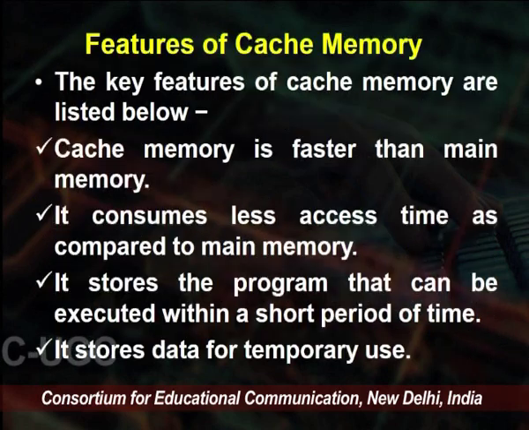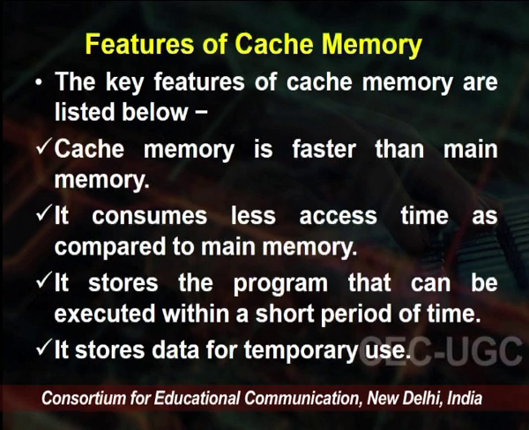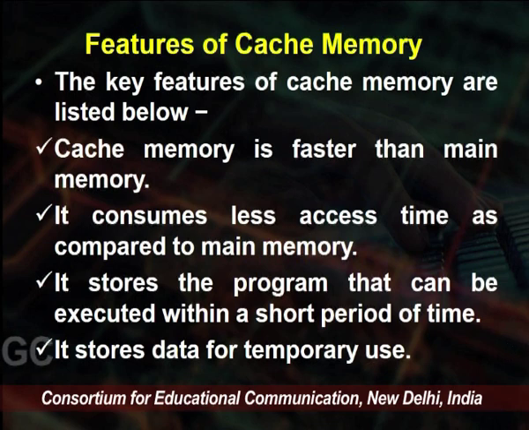Now, what are the features of the cache memory? Cache memory is faster than the main memory. It consumes less access time compared to the main memory. It stores the programs that can be executed within a short period of time. It stores data for temporary use, and that data can be deleted. Sometimes it will hinder the processing of the system, so we can delete the data from the cache memory and increase the processing speed of the system.